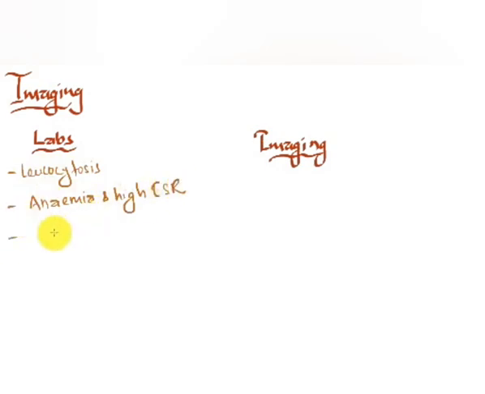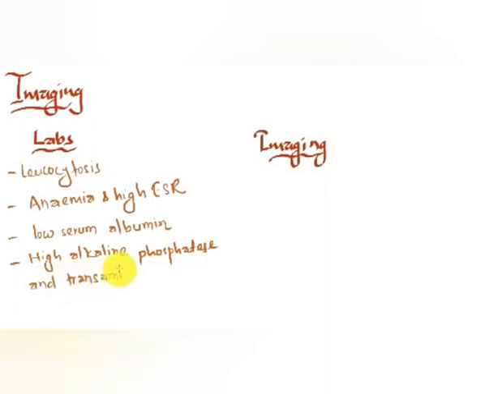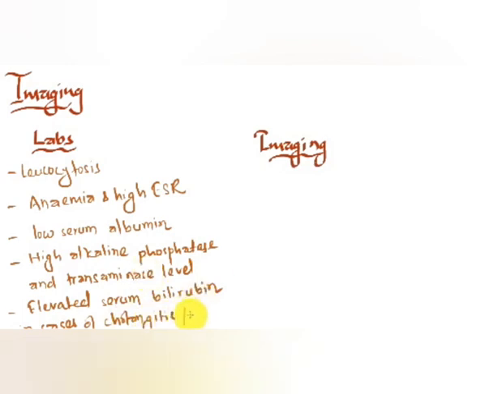Talking about investigations, we have labs and imaging. In labs, we have leukocytosis. We find anemia and high ESR. On liver function tests, there is low serum albumin, high alkaline phosphatase, and high transaminase levels. Elevated serum bilirubin is present in cases of cholangitis and multiple abscesses.